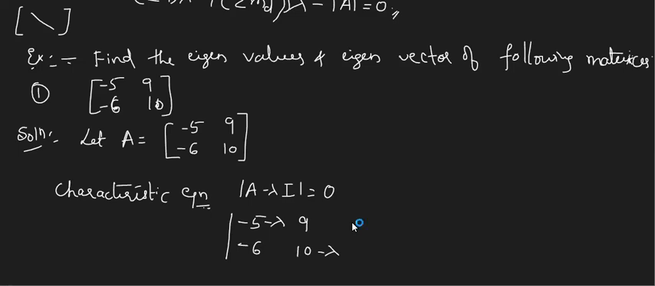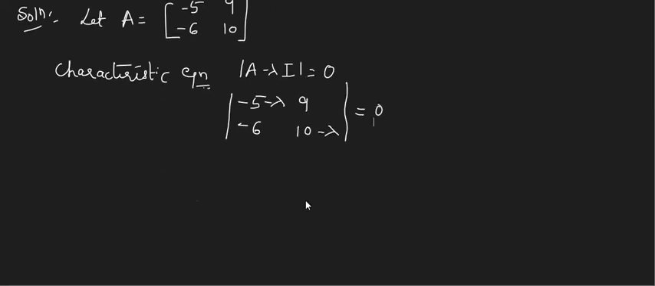Got it? That is A minus lambda I. It is to be taken for all the diagonal elements. If a diagonal element is 0 also, you should take 0 minus lambda, equal to 0. Hope clear? Now, how to expand a determinant of order 2? Just like a cross multiplication. Multiply these two: it is -5 minus lambda into 10 minus lambda, minus the product of these two. 9 into -6 is how much? 54. So minus 54. Now you expand it.